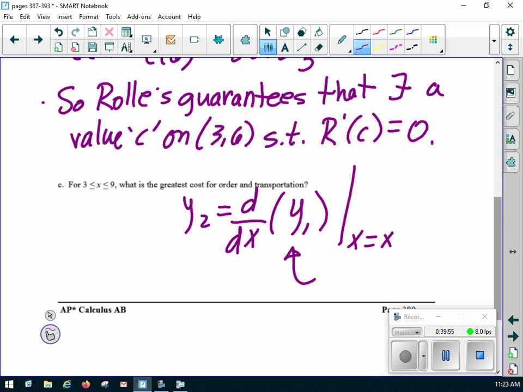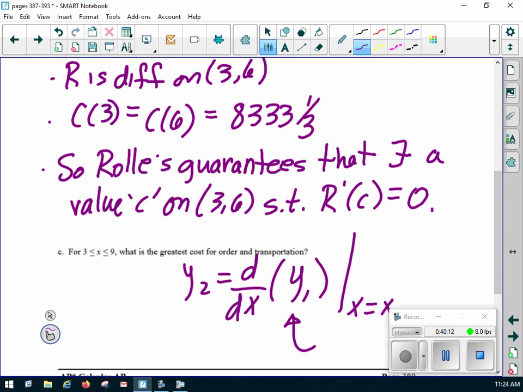What did we say? Wait, a question. Yep. So the question said, is there a value R on the closed interval 3 to 6? But this value R here, 3 to 6, is that set? No.